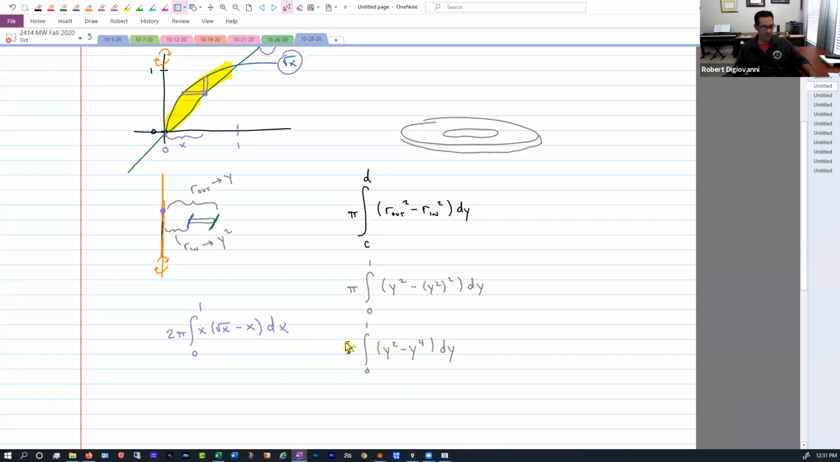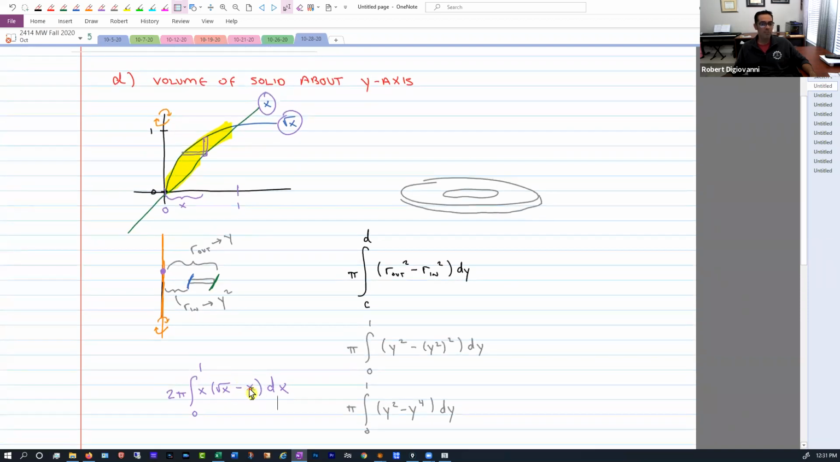We shall check. Does anyone have a question on this though? This was using shells. This was doing washers. Which again, you can't always do both, but you're free in your homework and on your exam to use any method you want.